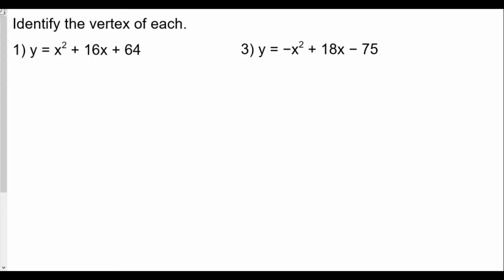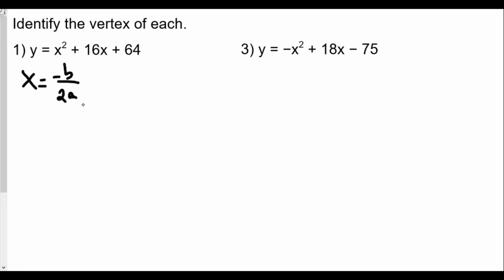So question number one here for our first homework review is going to be: identify the vertex of each. Now, to identify the vertex, what we want to do is we could factor, but I like using the old-fashioned axis of symmetry. And our axis of symmetry formula is x equals negative b over 2a.